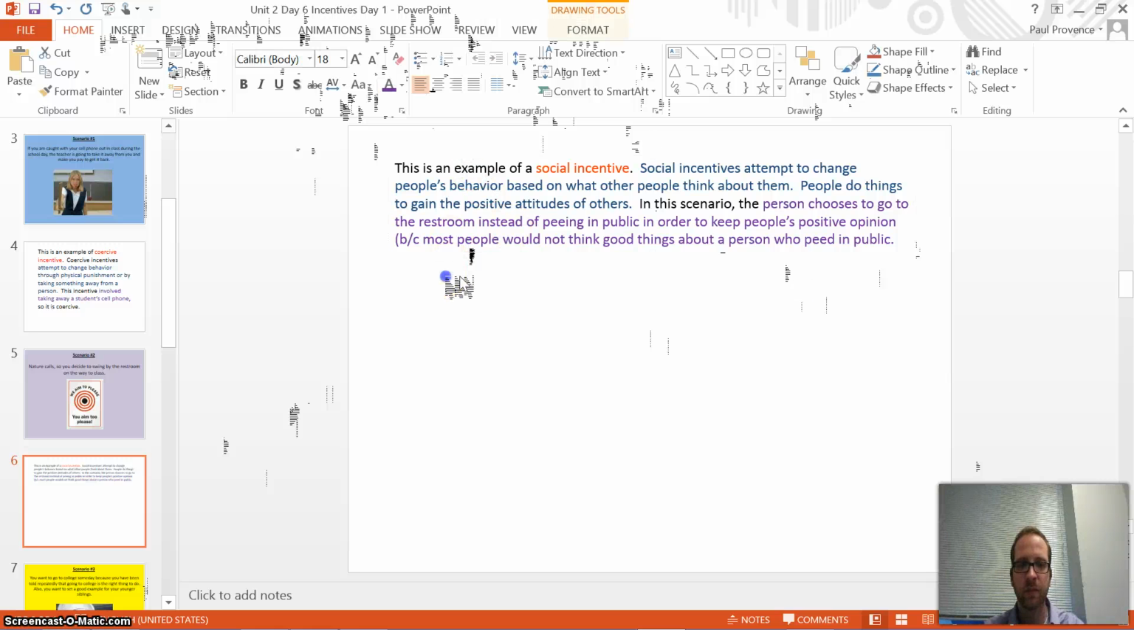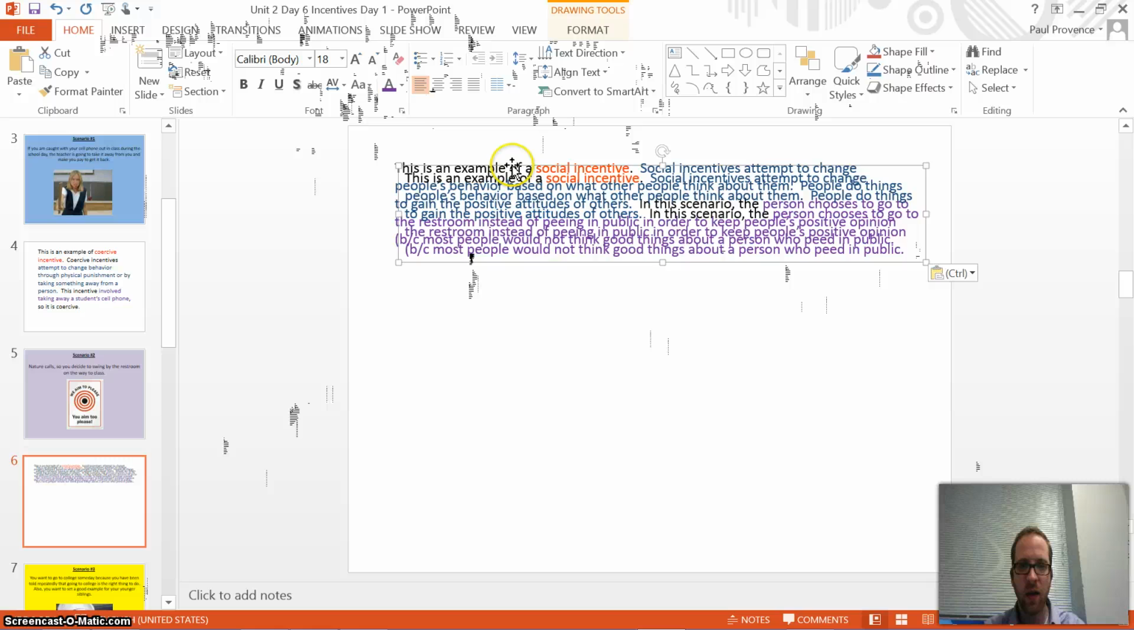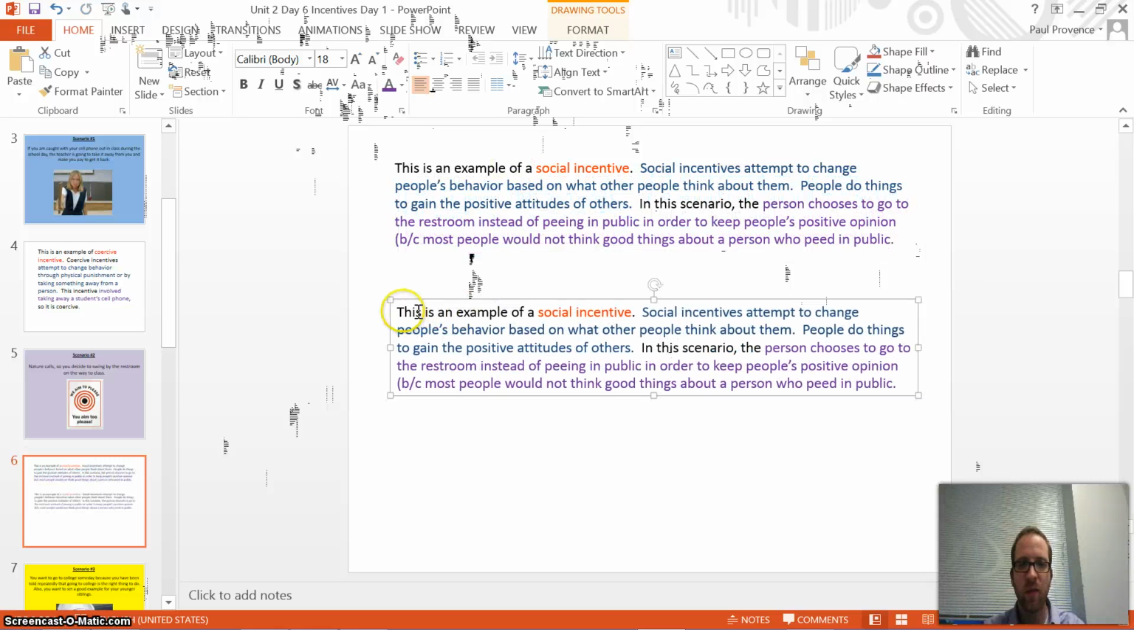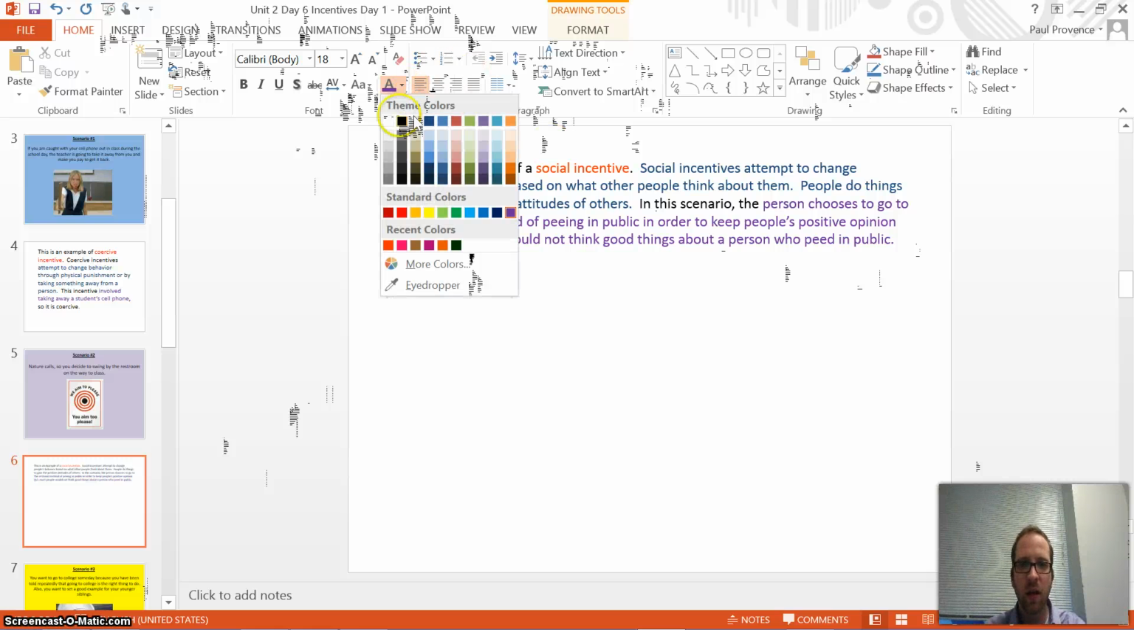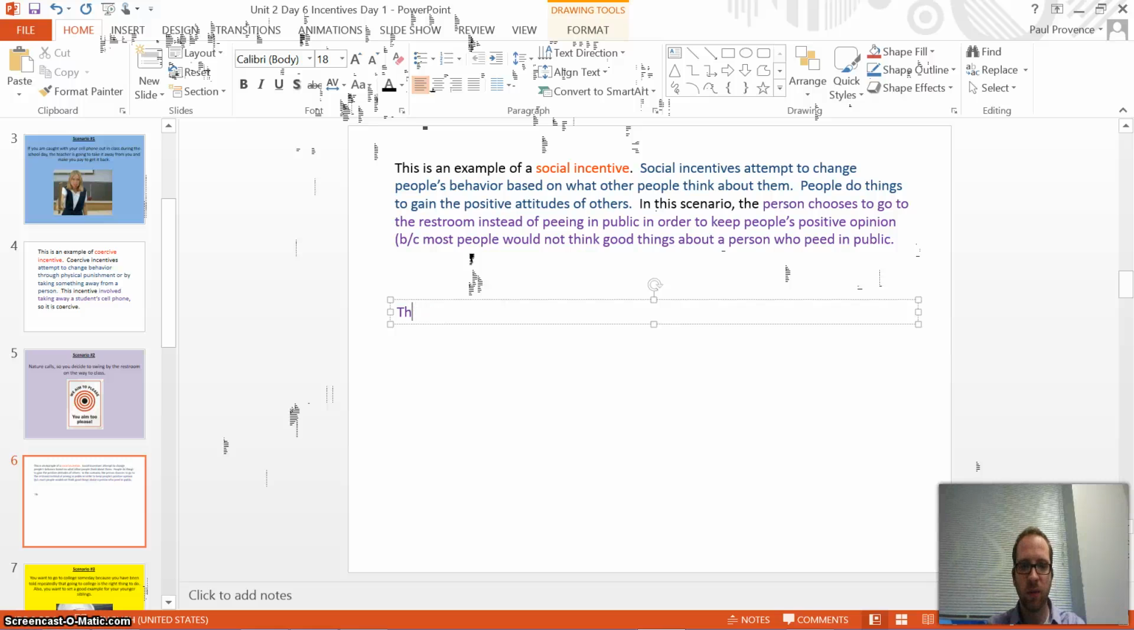Next up, we can do the same thing, but remember this could also be a coercive incentive. So this is an example, oh, I need to go back to black. Okay, it's bothering me. Become black. There we go. Is an example of a coercive incentive.